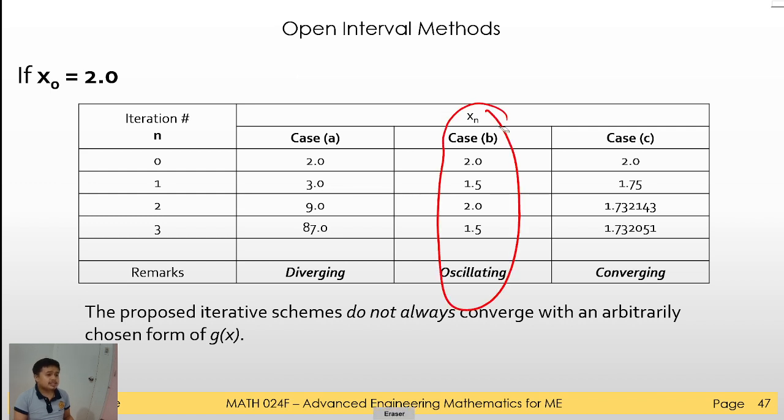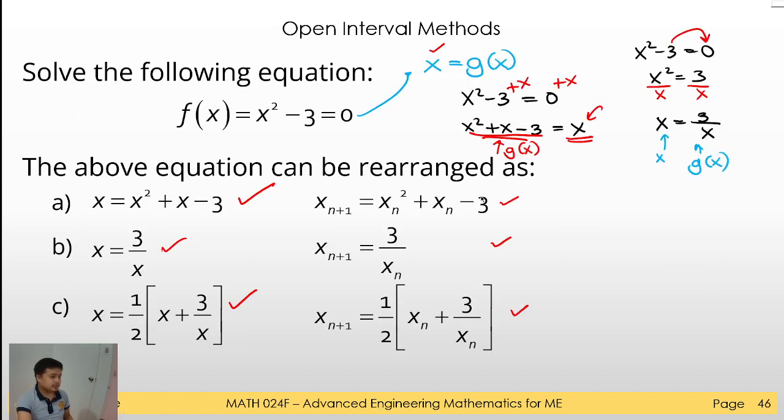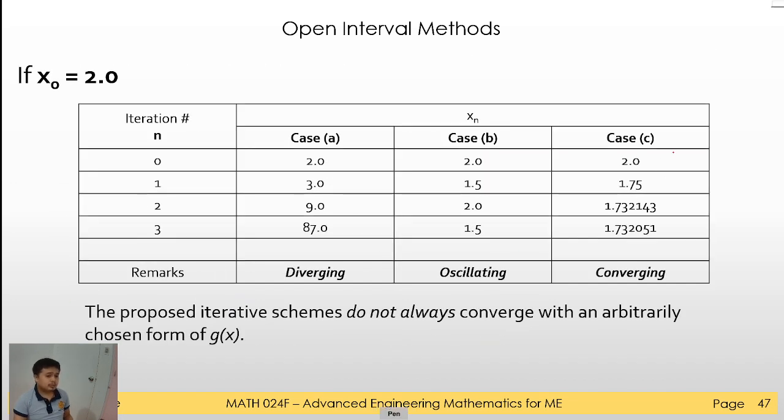Meanwhile, for the second case, it oscillates. So it did not approach the true value. But for the last case, actually it approached. So for this letter C, this iteration function approaches the real answer, which is approximately 1.73. So the problem with the fixed point iteration is that it will not always converge to the root. And the function g of x is the main influence of that convergence.